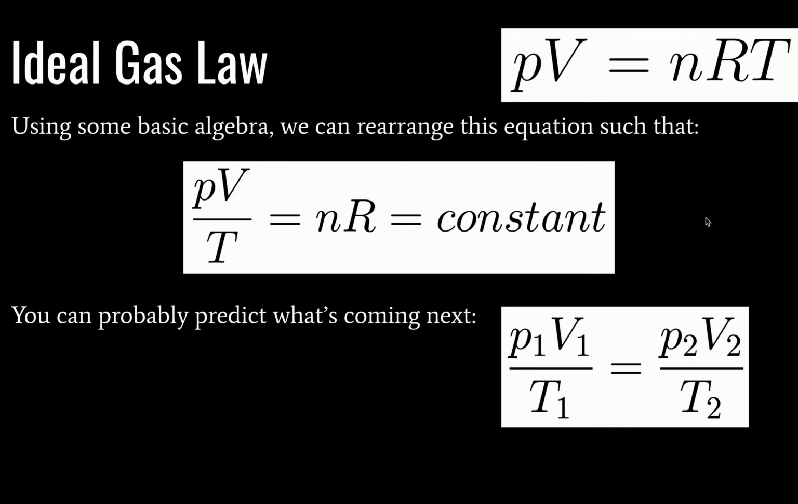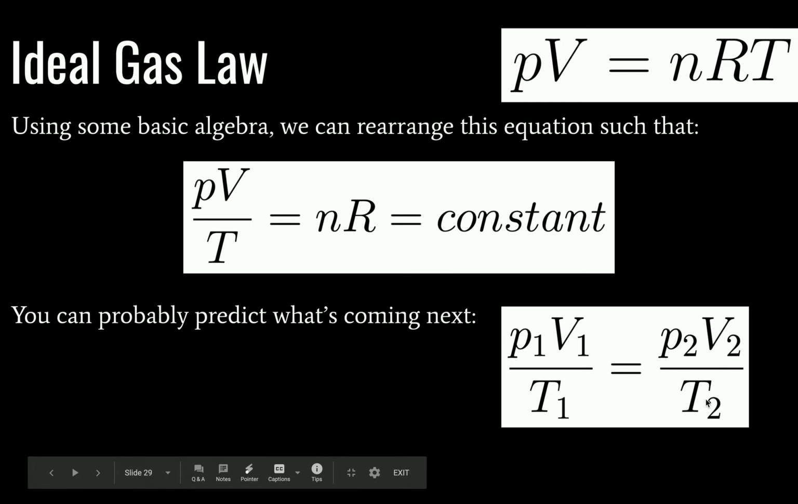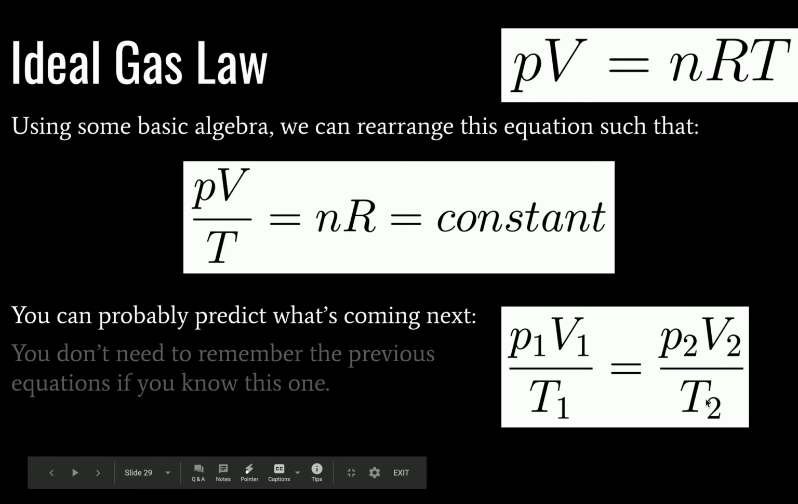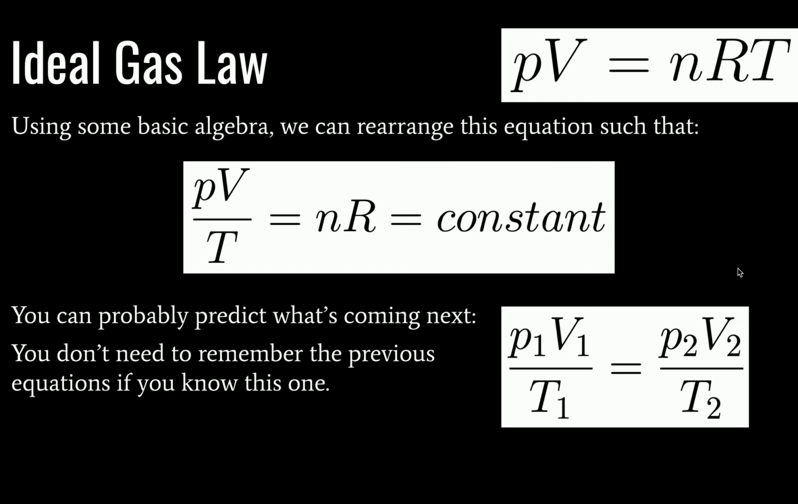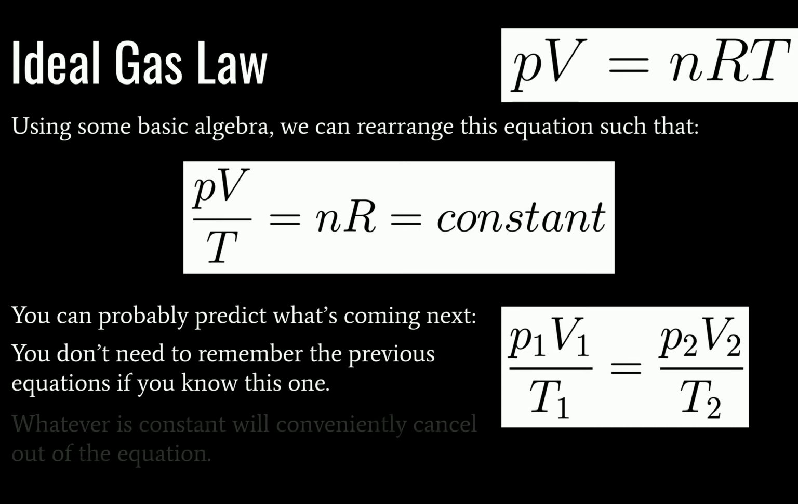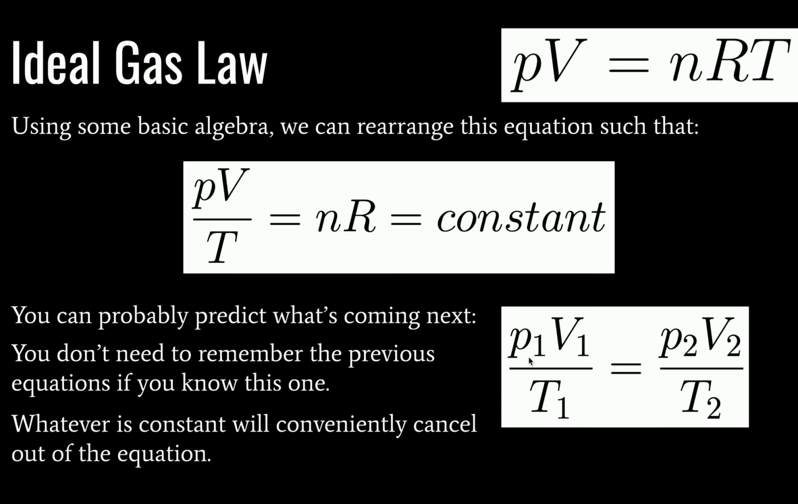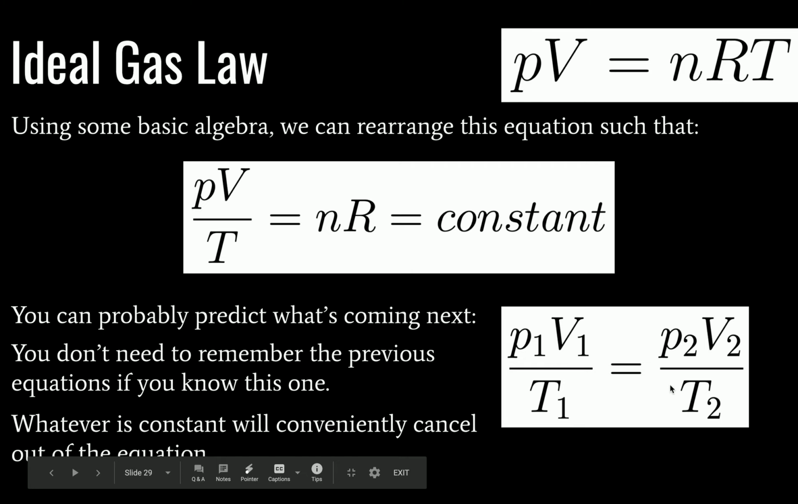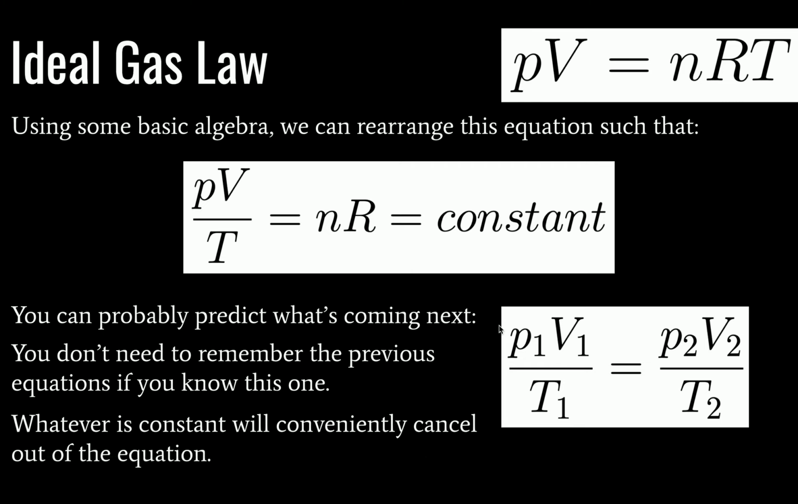That means that our initial pressure times initial volume divided by initial temperature will be equal to our final pressure times our final volume divided by our final temperature. No surprises. So we don't need to remember our previous equations if we know this particular equation. I should also point out this is not in your data booklet, and it is very, very, very useful. So if you haven't taken any other notes up to this point, you might want to write this one down.